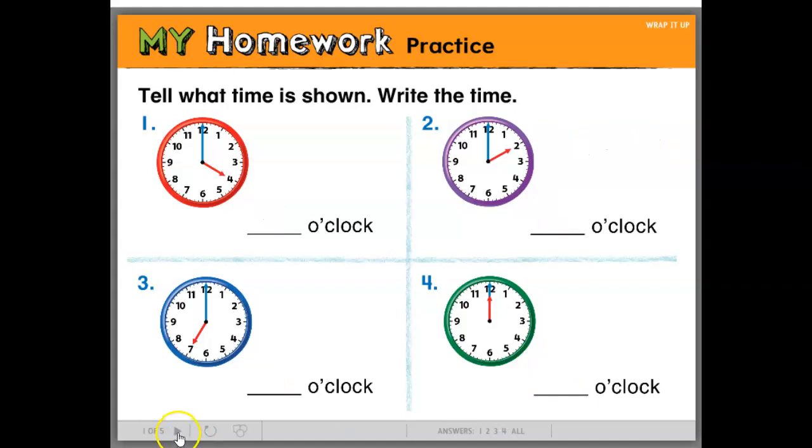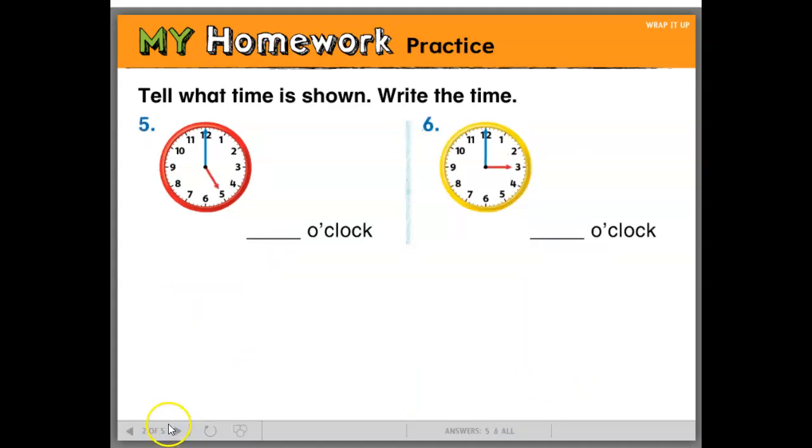Good job. Let's try a couple more. What time is this showing? 5 o'clock. Or I could write 5 o'clock like this with a 5, a colon, 0, 0. What time is the yellow clock showing? That one is 3 o'clock. Good job.